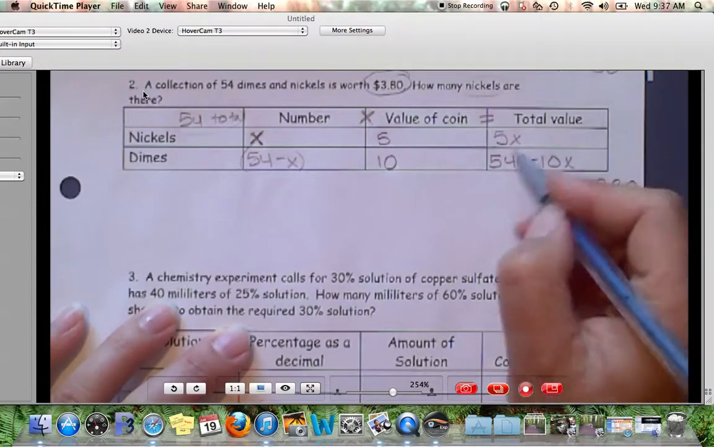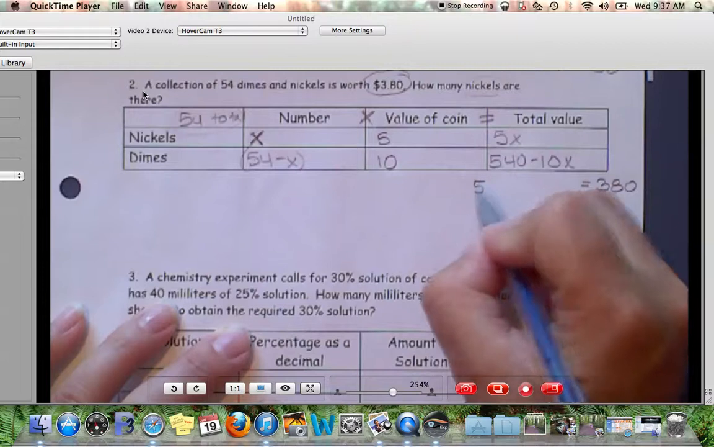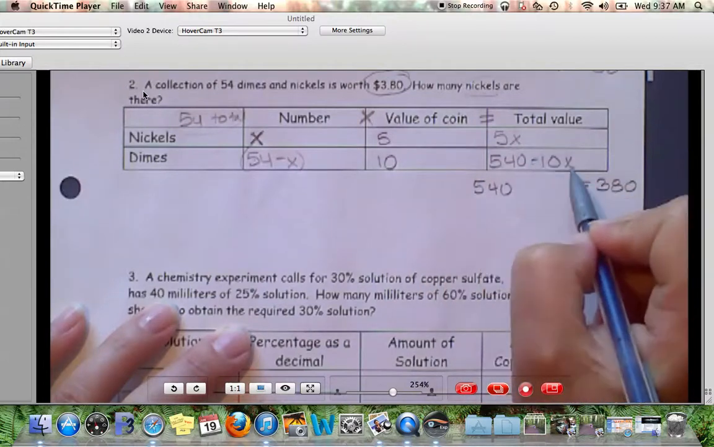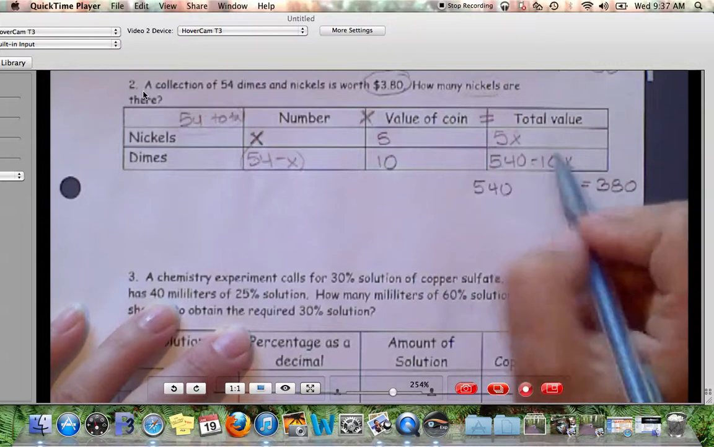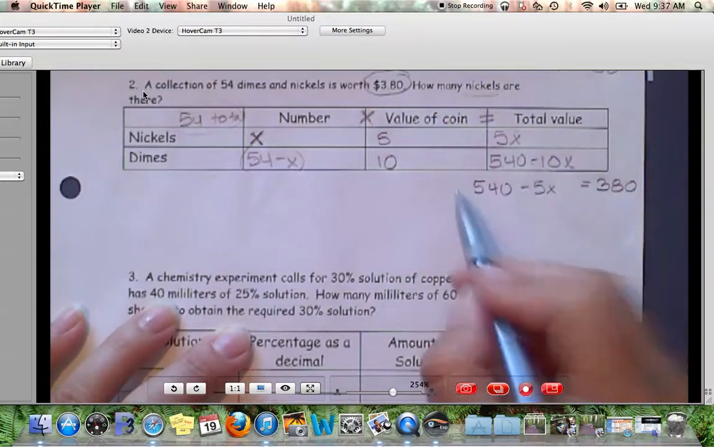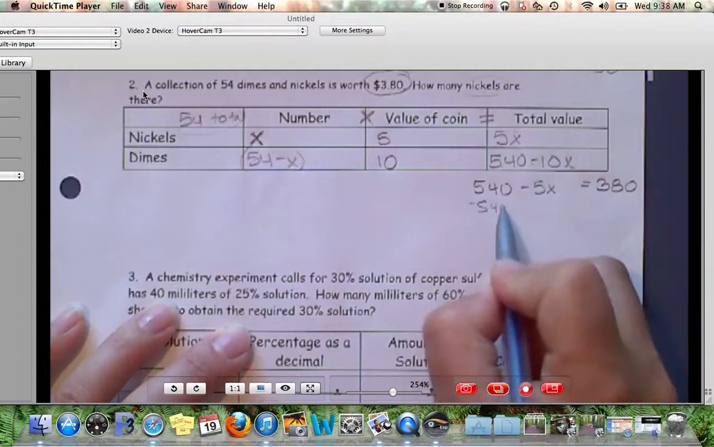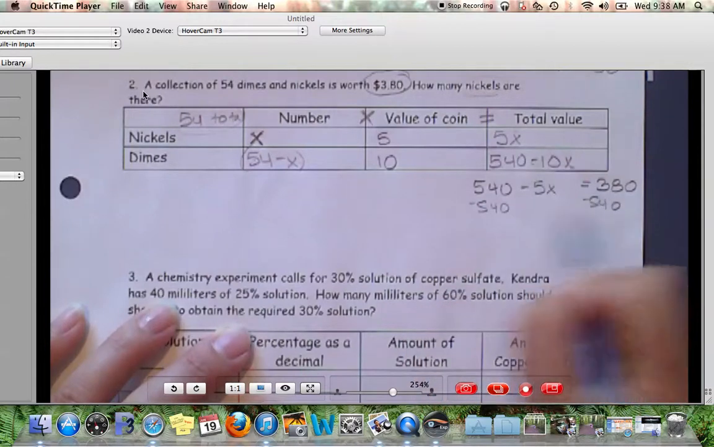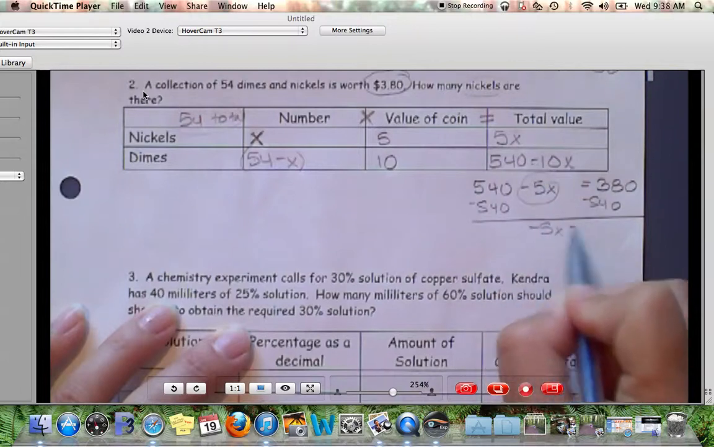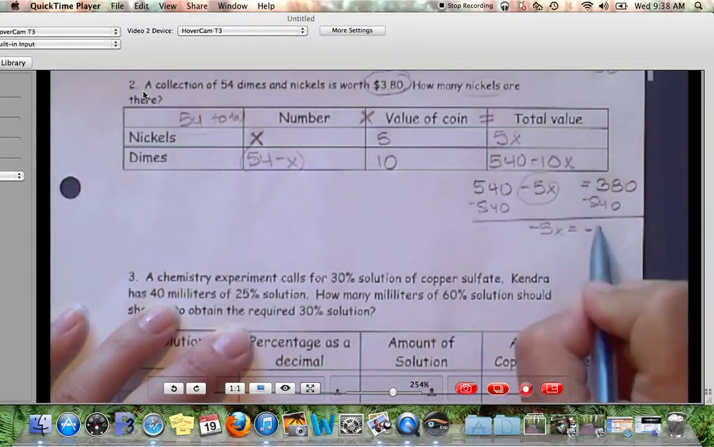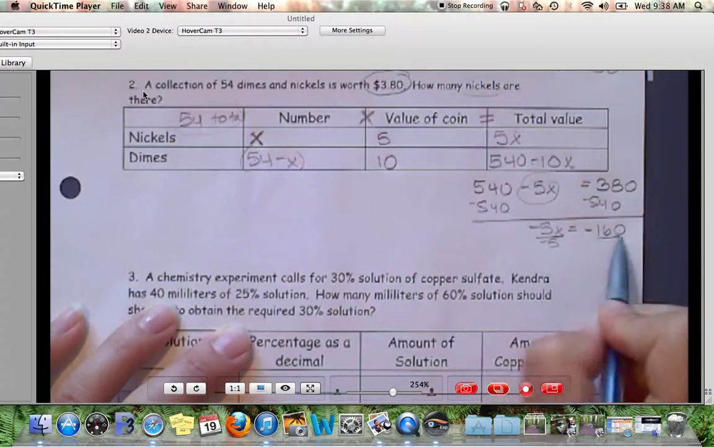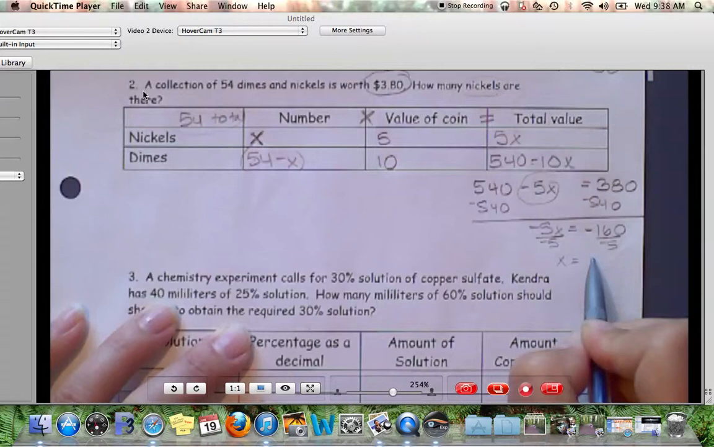We add down, the 540 is the constant, 5x minus 10x. Be very careful here. 5x minus 10x would be negative 5x. And then we start solving. Subtract 540. And we are going to get a negative, which is fine because we have a negative 5x here. So we get negative 160 here. When we divide both sides by a negative 5, we get x equals 32.